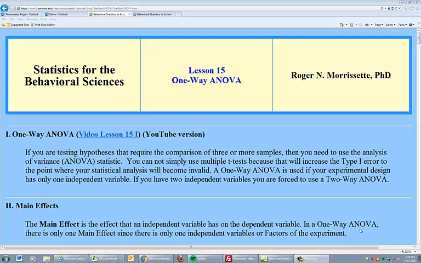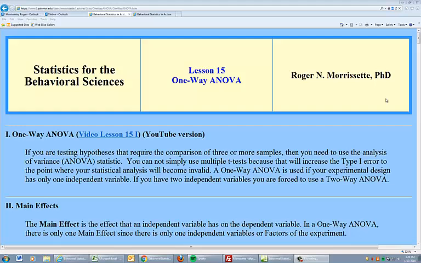Lesson 15, one-way ANOVA. So ANOVA is another parametric statistic. One way means there's one factor. The difference between ANOVA and t-test is the number of levels. T-test has only 2 levels. ANOVA has at least 3, but they can have 300. So the levels can keep going. And that's the big difference between ANOVA and t-test.